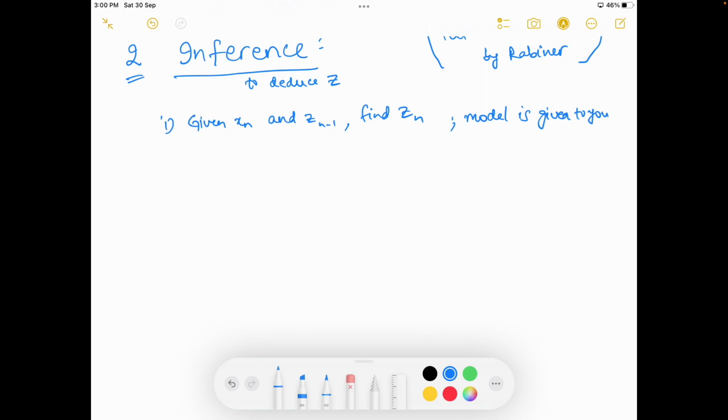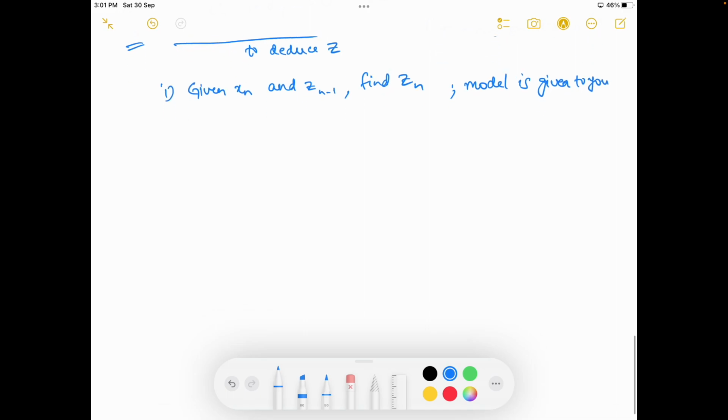So the model is given to you. I'm asking that this is my xn, this is my zn minus 1. Tell me from the model what is the zn today. How will you deduce zn given this information and your model? When I say the model is given, it means the initial probabilities are given, the transition probabilities are given, and the emission probabilities are given. Okay?